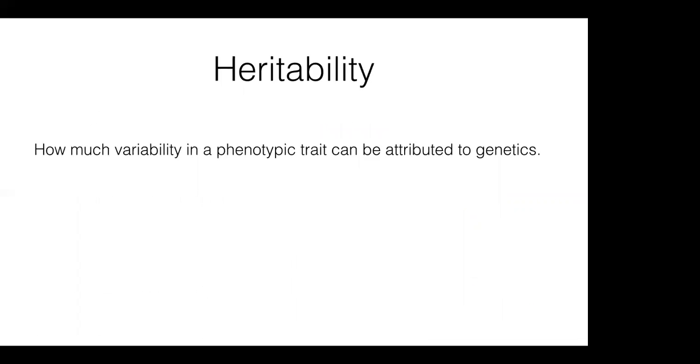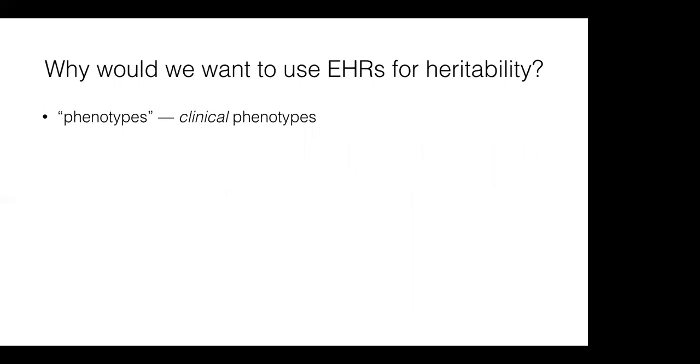So now that we have all of these relationships and we have these families with electronic health record data, we wanted to study disease heritability. Heritability tells us how much variability in a phenotypic trait can be attributed to genetics. And why would we want to use electronic health record for this? In this case, phenotypes are going to be the clinical phenotypes. Let's look at different traits and compare the published studies, so how many patients they had in published studies looking at heritability, and how many patients we have at Columbia with the same trait.